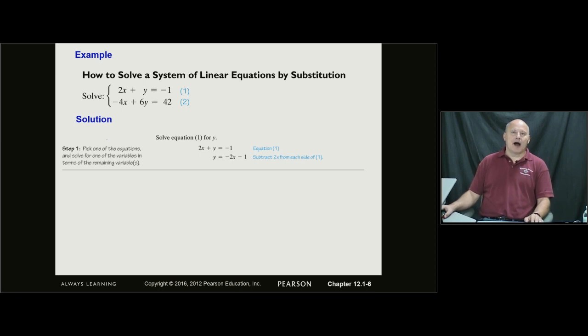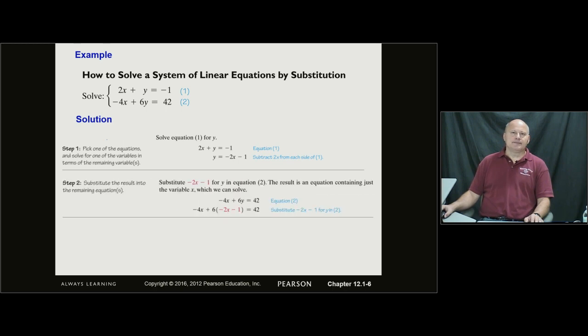Okay? So you've got y equals negative 2x minus 1. What we're going to do now is take that negative 2x minus 1 and substitute it into the second equation. So remember, you've got negative 4x plus 6y equals 42. That's your other equation. But what is y? Well, y is negative 2x minus 1 by the step above. So I pop that in there, and you get negative 4x plus 6 times negative 2x minus 1 equals 42.